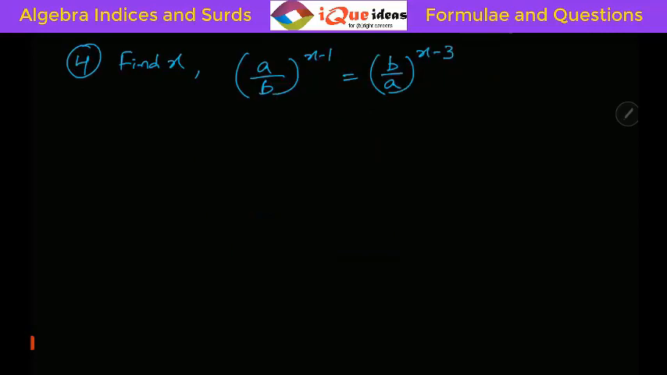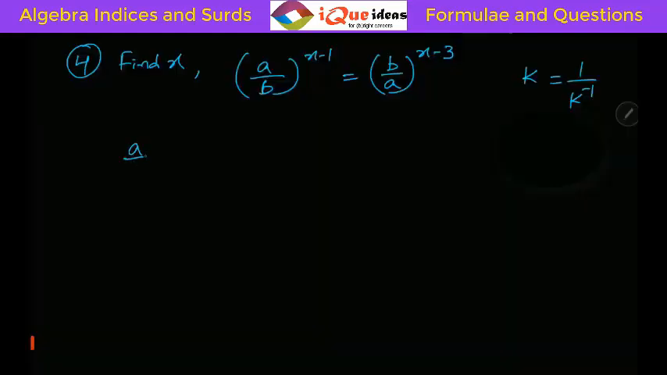Now this question says find x: a by b raised to the power x minus 1 is equal to b by a raised to the power x minus 3. Now please understand, if there is a number k that goes in the denominator, it can be written as 1 by k to the power minus 1. So in this case, it is a by b raised to the power x minus 1 is equal to b by a raised to the power x minus 3.